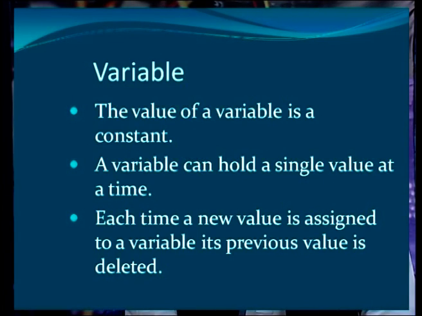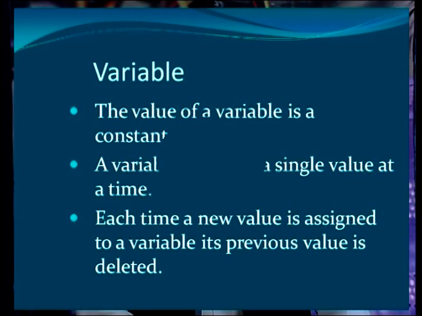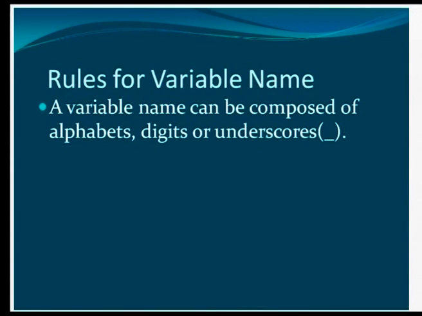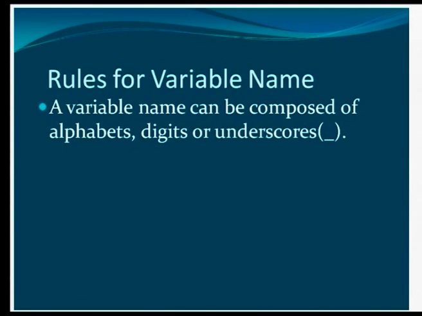There are some rules for naming a variable in C language. A variable name can be composed of alphabets, digits or underscores. It means it is not necessary for the variable name to be a single alphabet. A variable name can be composed of more than one symbol, and if it is, then each may be an alphabet, either small or capital, a digit, or the underscore symbol. Only the underscore of the special symbols is allowed to be used in the name of a variable.